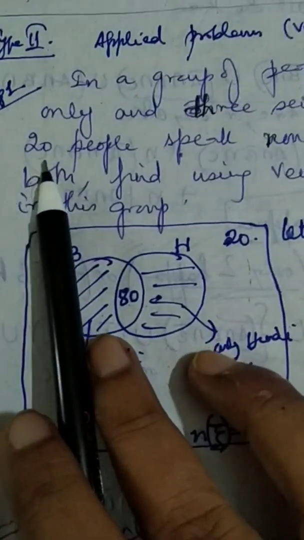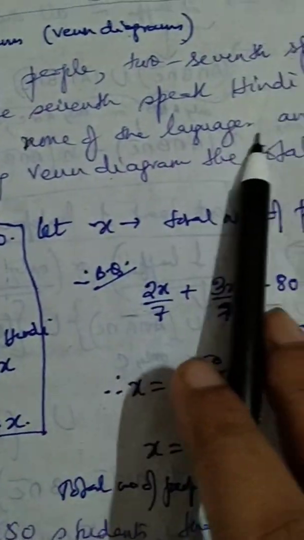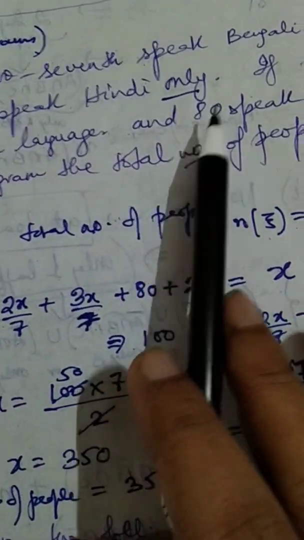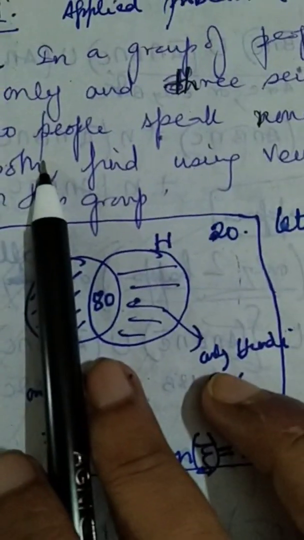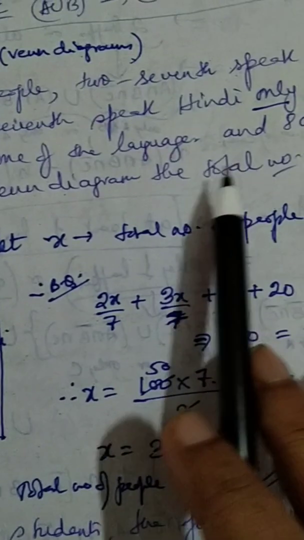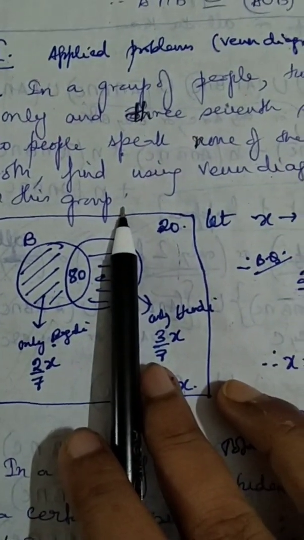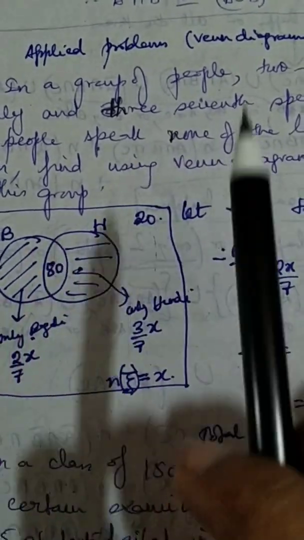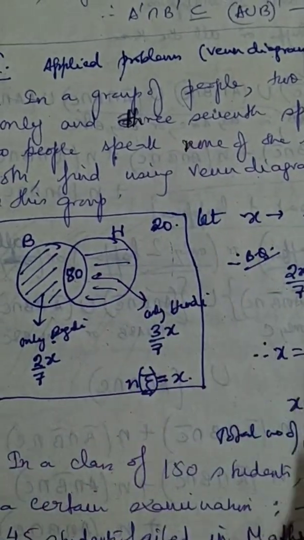If 20 people speak none of the languages and 80 speak both, find using a Venn diagram the total number of people in this group. So what are they saying? First of all, look for the common region. How many people speak both the languages?